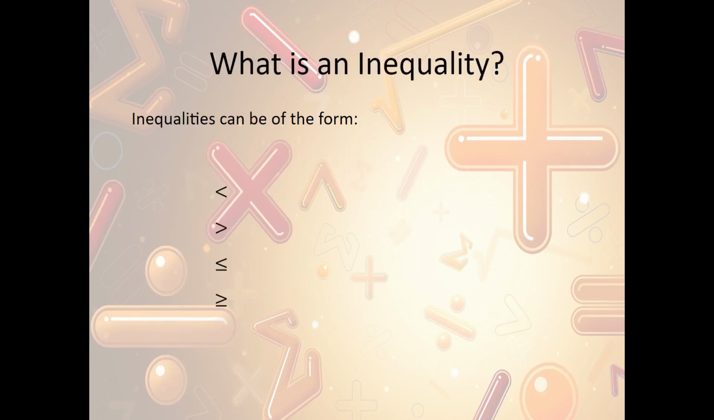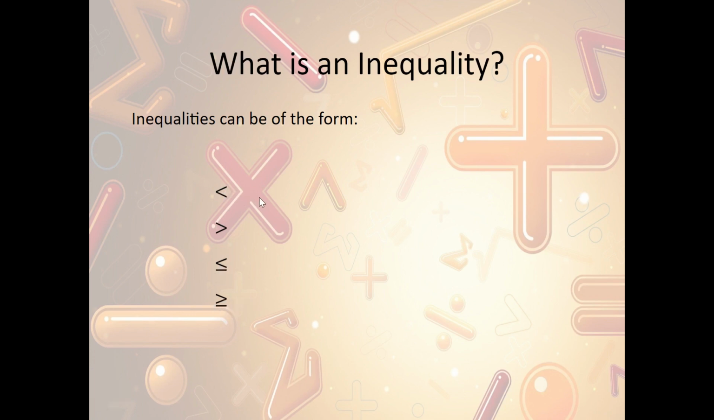Now, what is an inequality? An inequality can be of any of these forms. This symbol, this one here. So this one looks like an arrow going this direction, an arrow going this direction, and then we have the arrows with the little bars underneath.